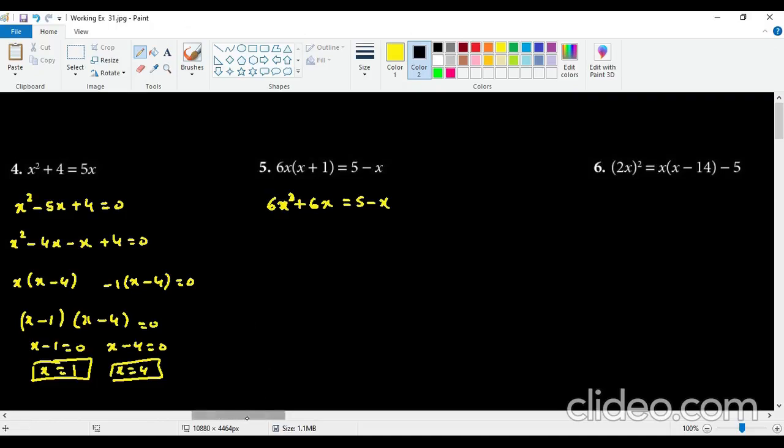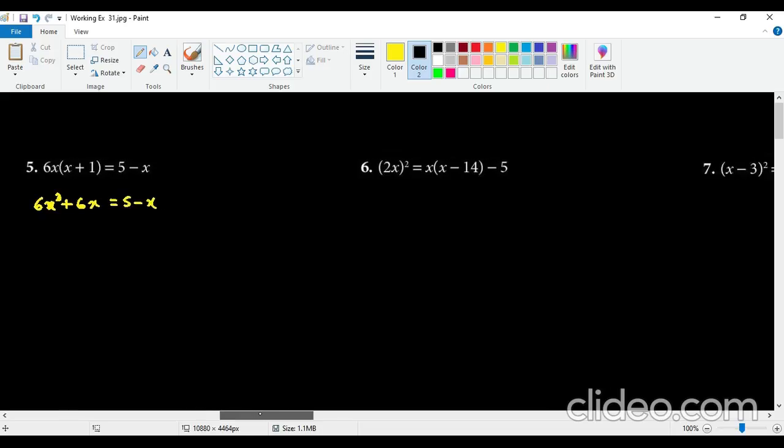For question number 5, as you can see, as soon as we get the brackets, we are going to multiply or expand the brackets. So we get 6x squared plus 6x equals 5 minus x. So in here, what happens is 6x squared and plus 6x, and I will bring this minus x from left hand side to right hand side and make it a positive x, and plus 5 becomes minus 5. So left hand side we have nothing.